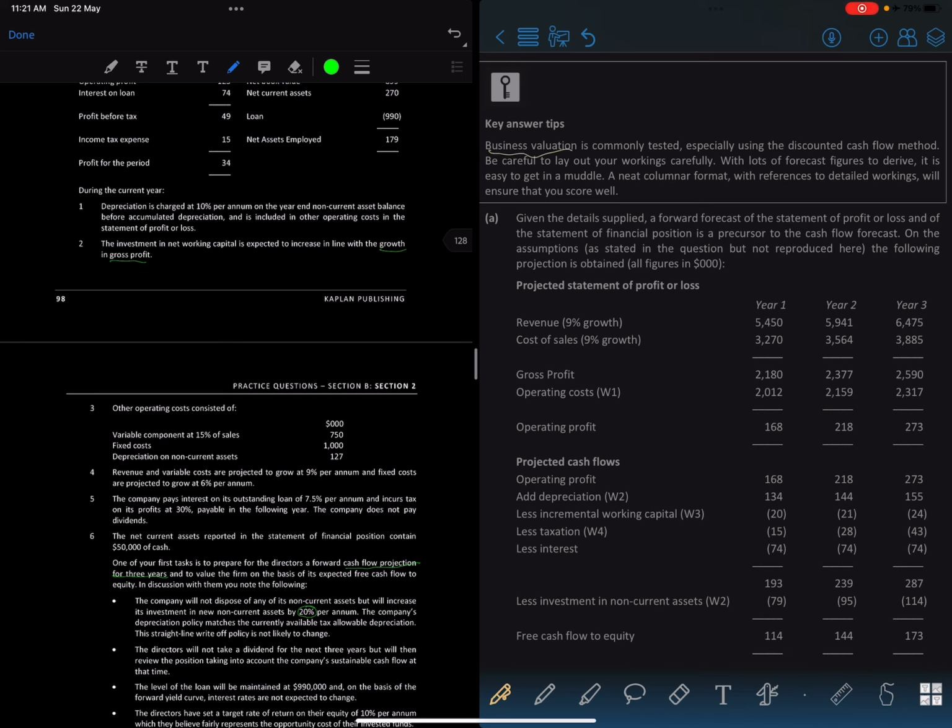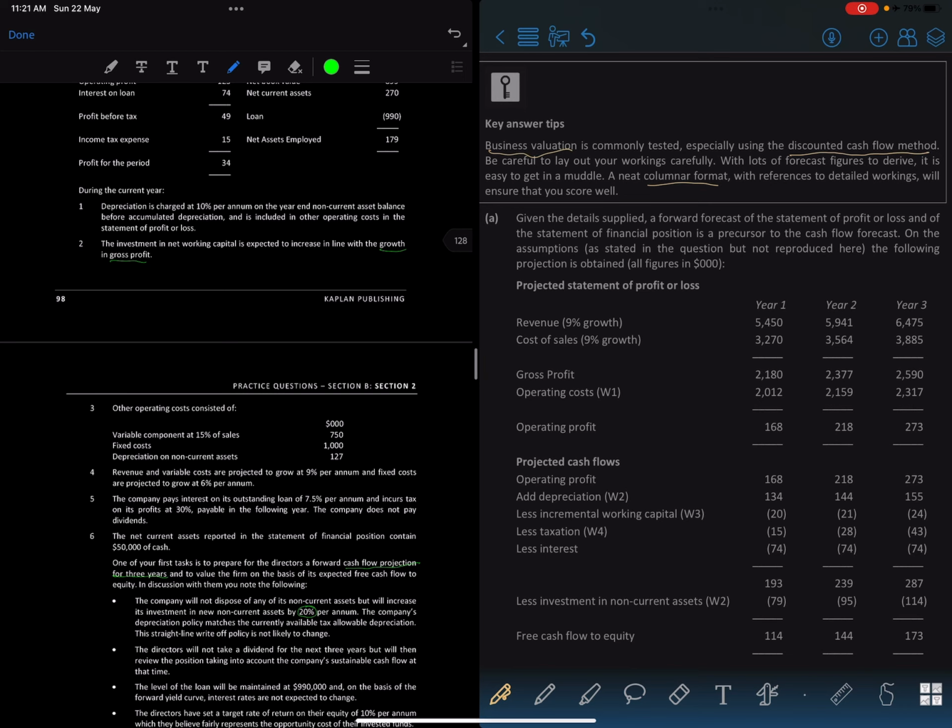Business valuation is commonly tested, especially using the discounted cash flow method. Be careful to lay out your workings carefully, with a lot of forecast figures to derive. It is easy to get in a muddle. A neat columnar format with reference to detailed workings will ensure you score well.